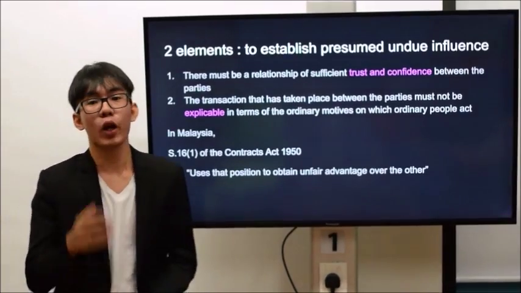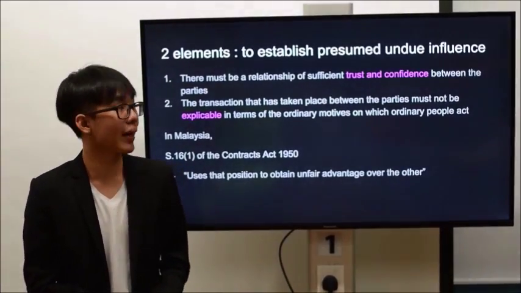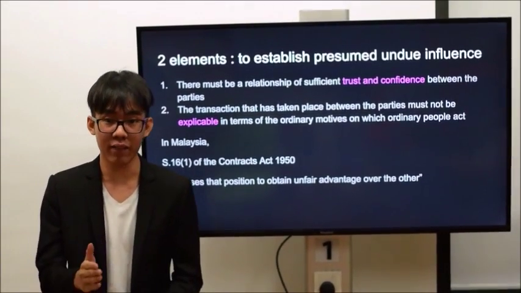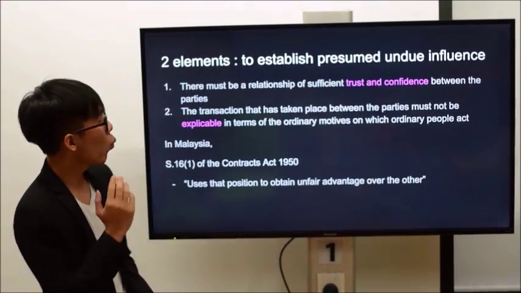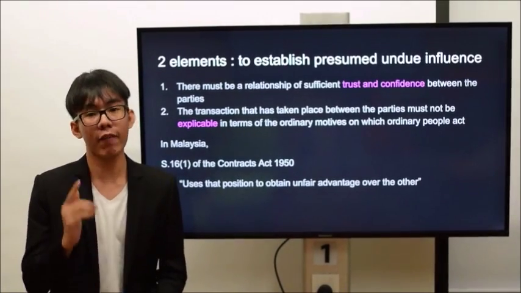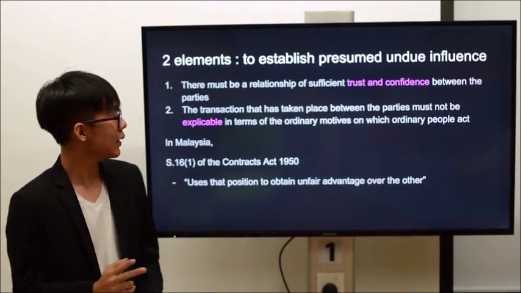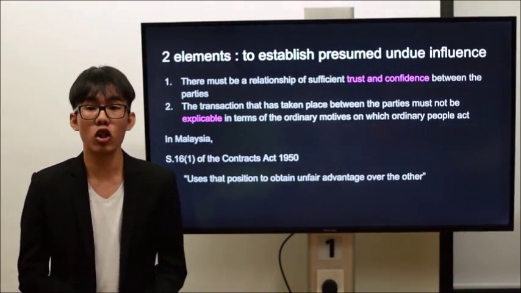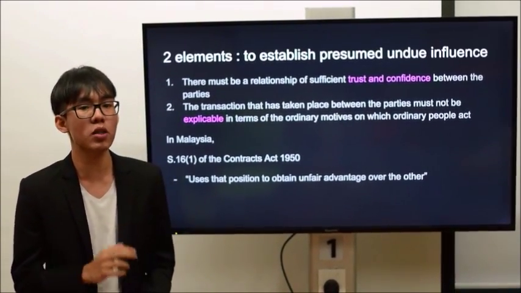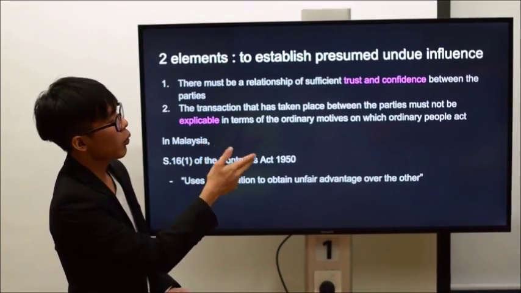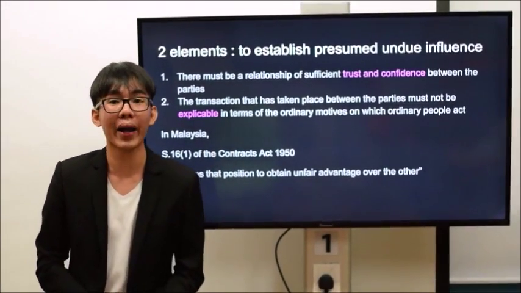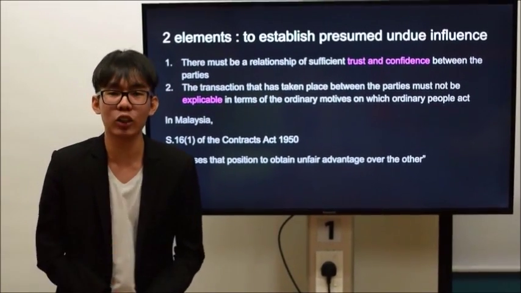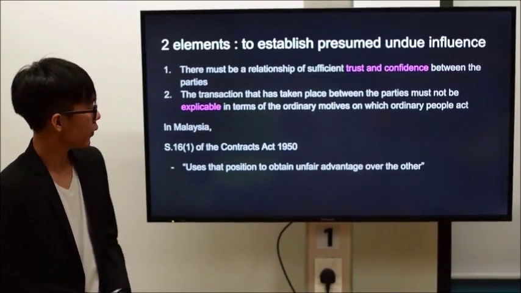under Class 2B, two elements must be proven by the claimant. First, there must be a relationship of sufficient trust and confidence between the parties, and once this has been proven, influence will be presumed. Secondly, the transaction that has taken place between the parties must not be explicable in terms of ordinary motives on which ordinary people act. In other words, it must be so unreasonable that it calls for explanation.